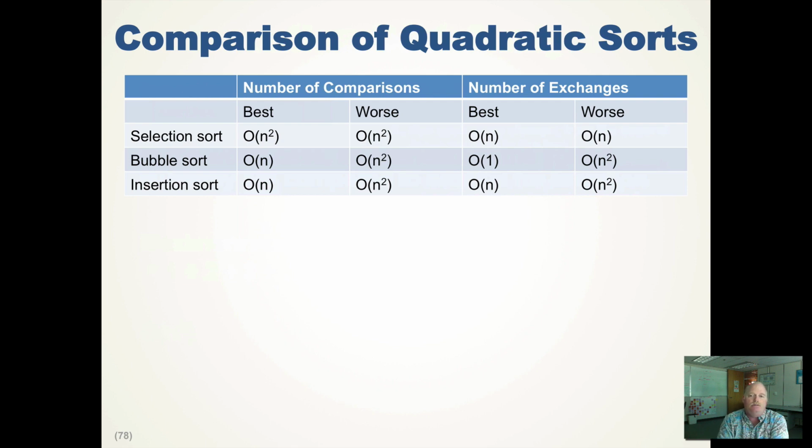So here's a summary of the quadratic sorts we talked about, their number of comparisons and number of exchanges. Basically, again, they're all n squared algorithms, but they have different behaviors. Bubble sort has a best case comparisons of n, and a number of exchanges of big O of 1 if you use bubble sort on a sorted array. In the worst case, they're n squared. The selection sort doesn't have as many exchanges, but you have more comparisons.